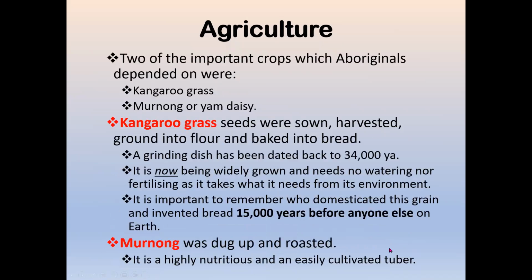Now, murnong was dug up and roasted. Sorry, where did I get to? Oh, sorry, I missed it. So two of the most important crops which they depended on were kangaroo grass and murnong. And kangaroo grass is the seeds. They actually also sowed them and harvested them into flour, made it into bread, and it's really taking off now. You can buy kangaroo grass bread in some delis here in Melbourne.